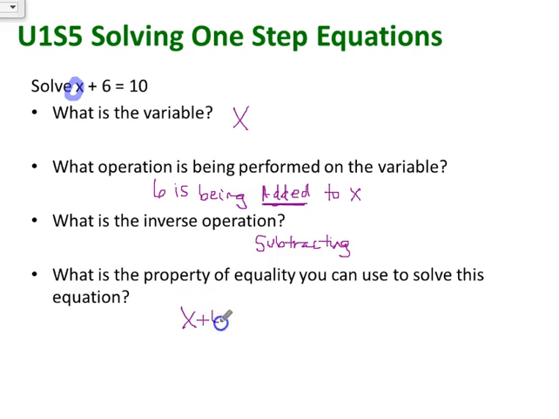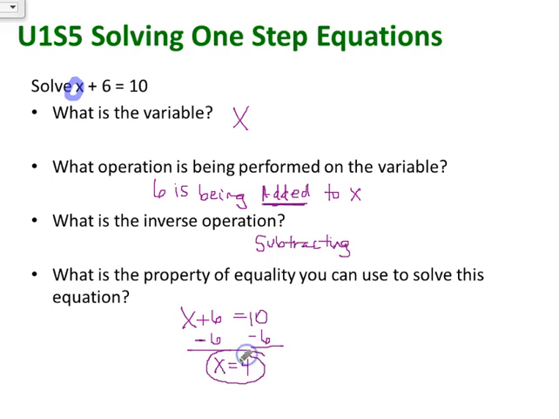So x plus 6 equals 10. Since 6 is being added to x, we need to do the opposite. We need to do the inverse operation to solve this. The inverse operation would be to subtract 6 from both sides. And when we subtract 6 from both sides, we get 10 minus 6 is 4.